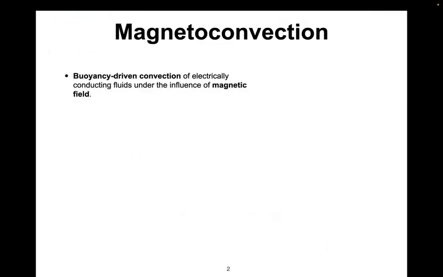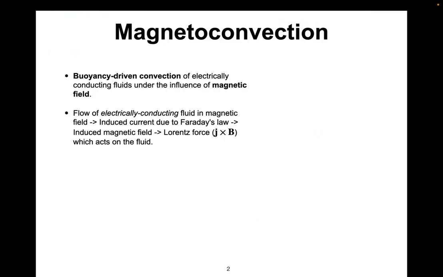So, to give it a formal definition, magnetoconvection is buoyancy-driven convection of electrically conducting fluids in the presence of magnetic fields. Buoyancy-driven convection means if a fluid has temperature gradients, hot packets of fluids will rise up due to buoyancy and cold packets will come down, resulting in convective heat transfer.